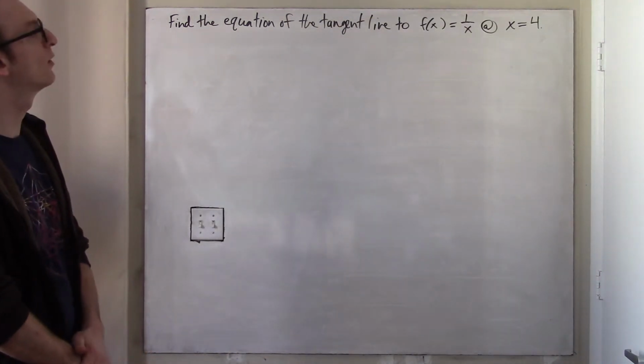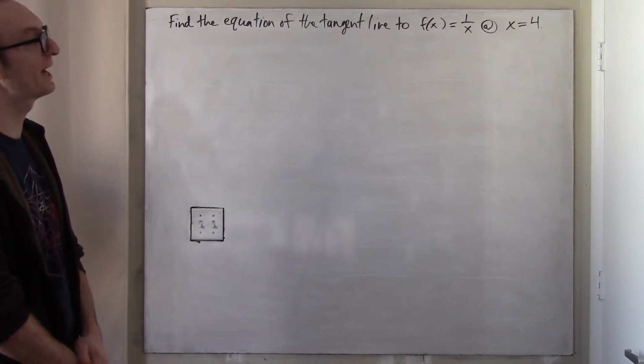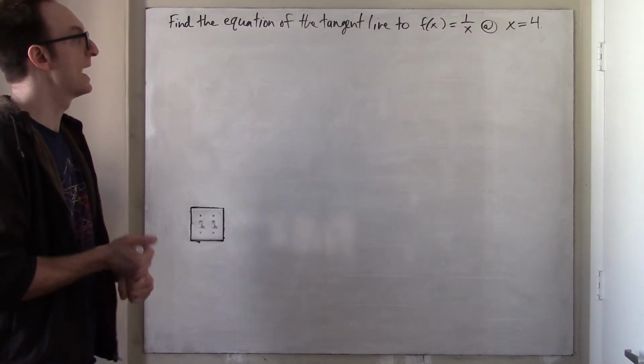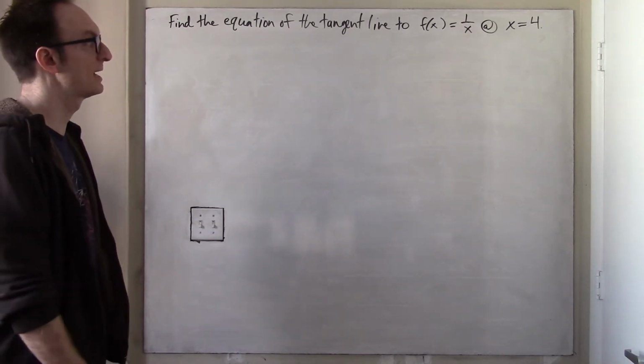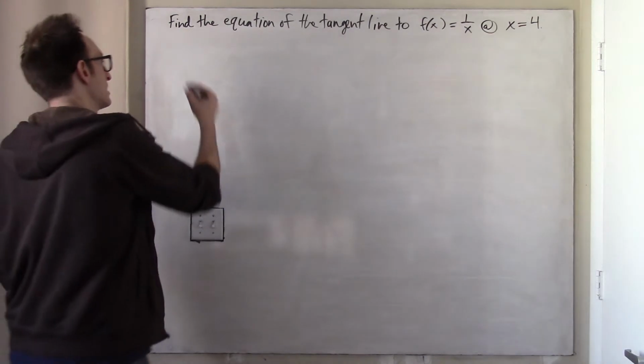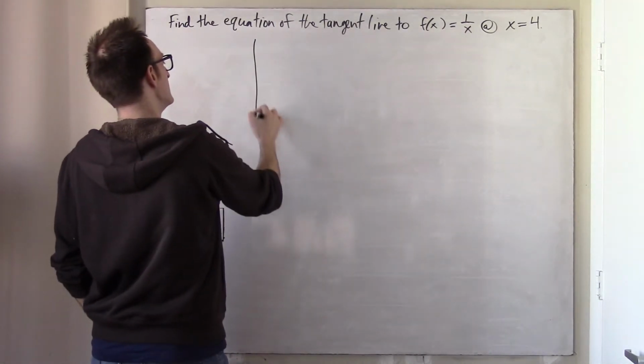So here we go. Find the equation of the tangent line to f of x equals 1 over x at x equals 4. Okay, so let's again just do this both ways, right? So what's the first way? Maybe I'll do these kind of simultaneously.